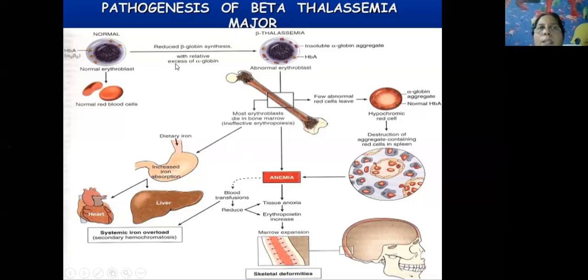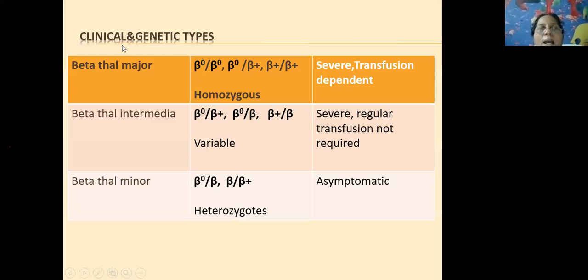So the marrow expands. So where is this happening? In the marrow, in the young child or fetus itself. So the child will be born with a big head, with increased tables, all that. This area is very broad. Also, because of the ineffective erythropoiesis, a lot of iron is being liberated, and there is increased iron absorption and secondary hemochromatosis.